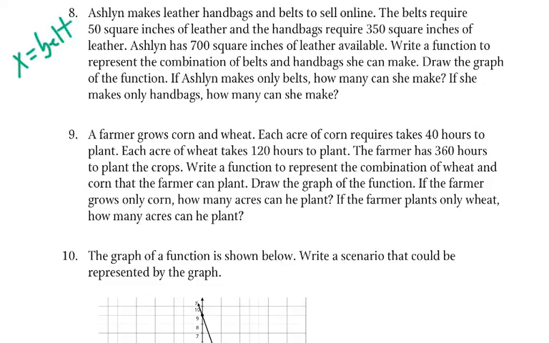And handbags require 350 square inches of leather, so Y will be handbags. I'll go HB. She has 700 square inches of leather, so once again write the function. Well, we take how many belts she made, times it by 50, add to that how many handbags she made, times that by 350, and that would be equal to 700.